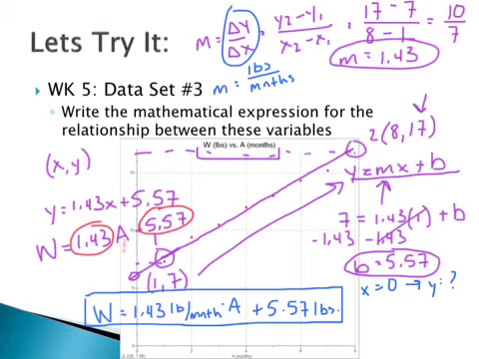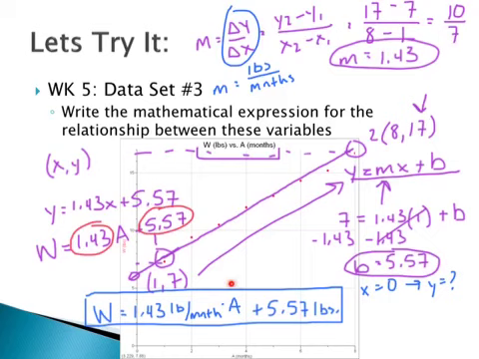Okay, now let's look at what this means. It's telling me that the weight in pounds is equal to 1.43 pounds per month times the age plus 5.57 pounds. So what does this mean? Well, if I start at the slope, for example, that is where we draw meaning. 1.43 pounds per month. So this is telling me that for every 1 month, I'm going to gain, or whatever this object is going to gain, 1.43 pounds.